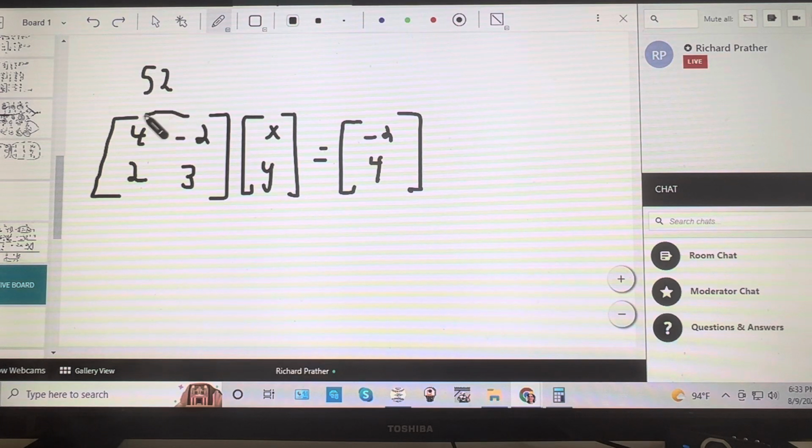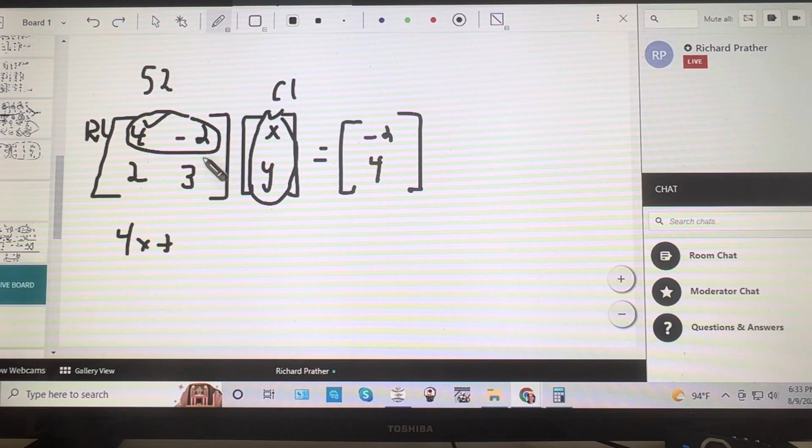So if I multiply these two matrices, remember you use rows of the first one and columns of the second one. So you would get 4 times x plus -2 times y, or just minus 2y. And then that would equal this.